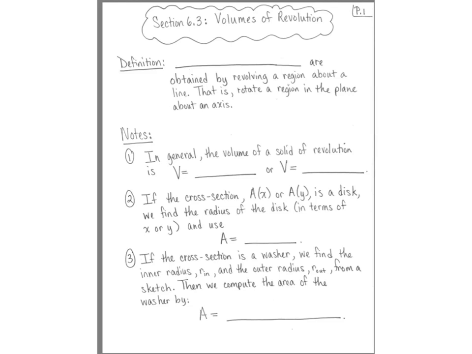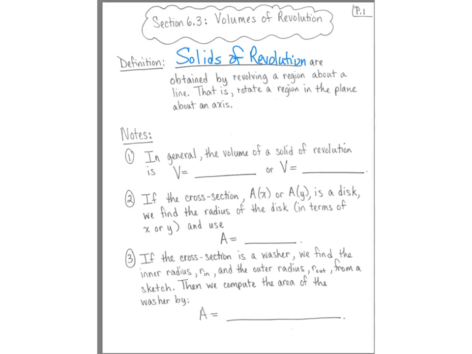Today we're going to be talking about volumes of revolution. So let's begin with the definition. Solids of revolution are obtained by revolving a region about a line. That is, we rotate a region in the plane about an axis.